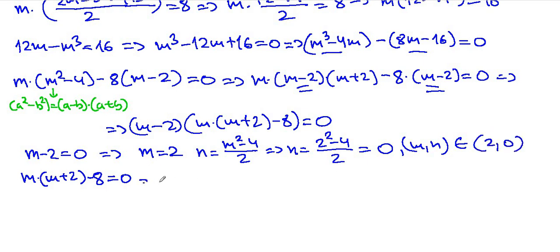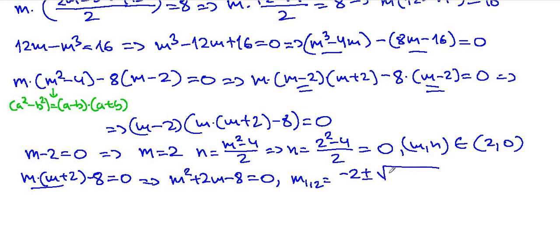So for the second equation, let me expand this product. m squared plus 2m minus 8 is equal to 0. And we see that this is a quadratic equation. I can use the discriminant to find the roots. So m1,2 is equal to minus 2 plus minus the square root of 4 plus 32, divided by 2, which is equal to minus 2 plus minus, and we see that this is going to be the square root of 36. From that, I'll get 6 divided by 2.